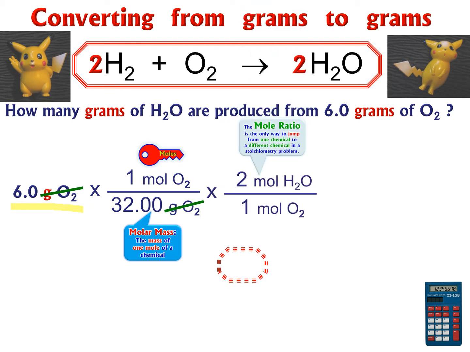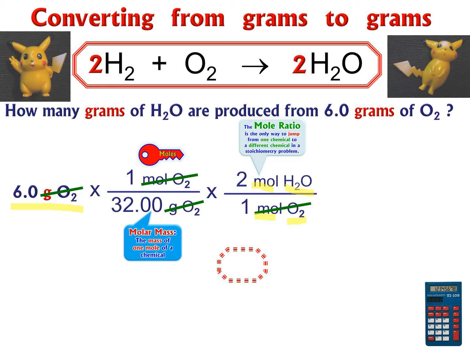Well, that goes on the top. Notice that the mole ratio is moles over moles. It's moles over moles. And whichever chemical you're starting with goes on the bottom. Whichever chemical you're jumping to goes on the top. Then, of course, this unit cancels. And now we've got the right chemical. We've got moles of water.